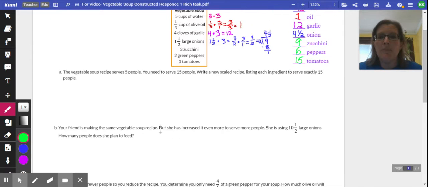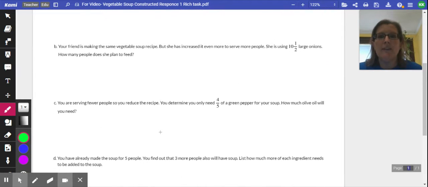But now for part B, your friend is making the same vegetable soup recipe, but she has increased it even more to serve more people. She is using 10.5 large onions. How many people does she plan to feed?